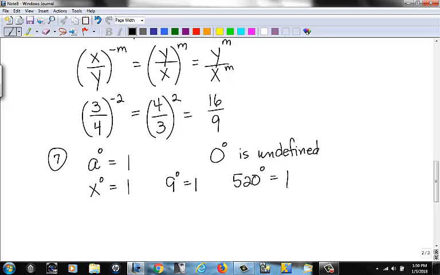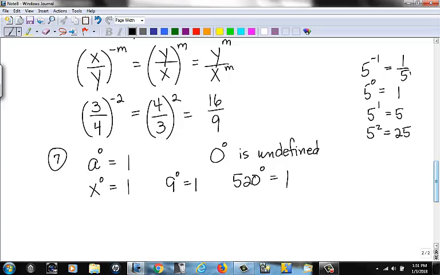By definition, anything to the first power is itself. If I said 5 to the first power is 5, 5 to the second power is 25. Now if I start going the other way, 5 to the 0 power is 1. 5 to the negative 1 is 1/5. It goes the other way.